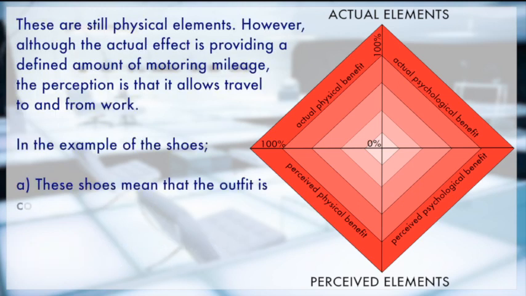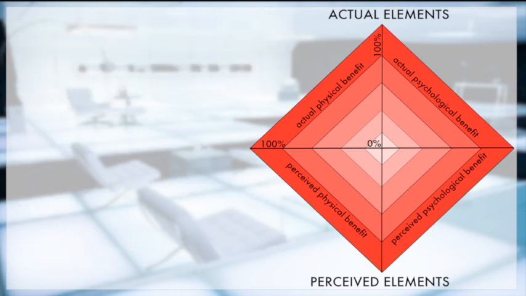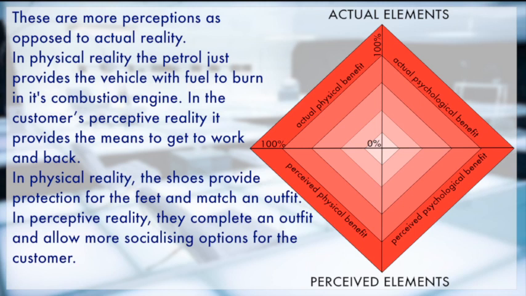These are still physical elements. However, the actual effect is providing a defined amount of motoring mileage. The perception is that it allows travel to and from work. In the example of the shoes, you could say A, these shoes mean that the outfit is complete, or B, I have more footwear options so I can go out more often. These are more perceptions as opposed to actual reality.